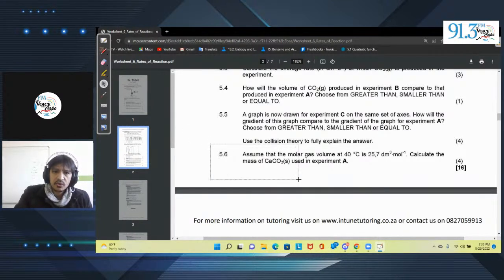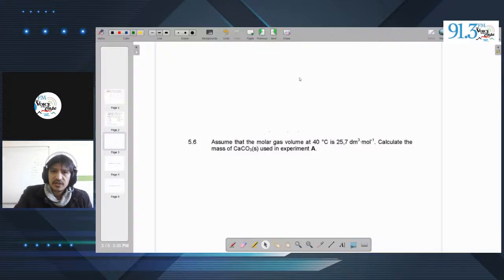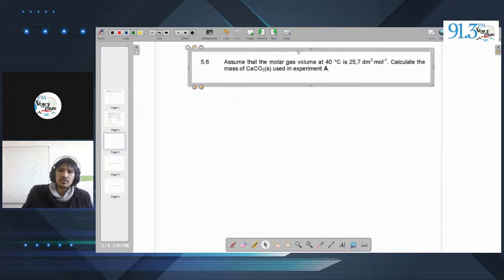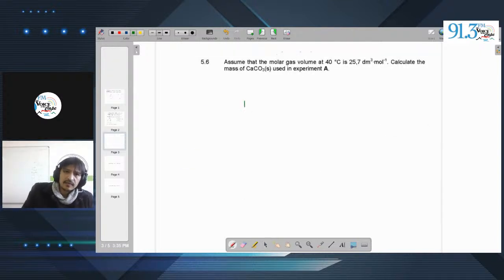So once again, the important word to look at is molar gas volume. That gives you a hint as to what equation you need to use. And the equation we're going to use is essentially n is equal to V over Vm. Right? So we need to calculate the mass of calcium carbonate used in this experiment. Okay. So now we just go, well, let's find the number of moles of carbon dioxide, right?